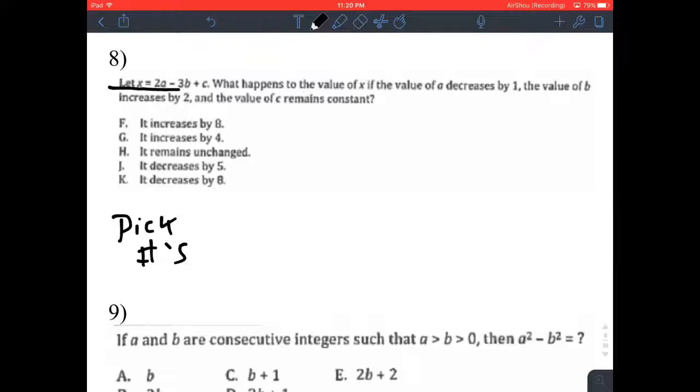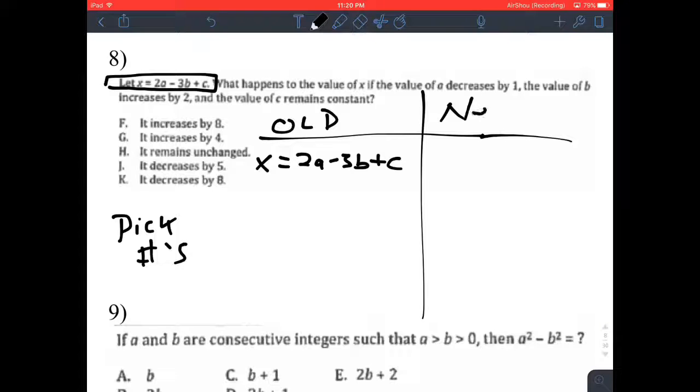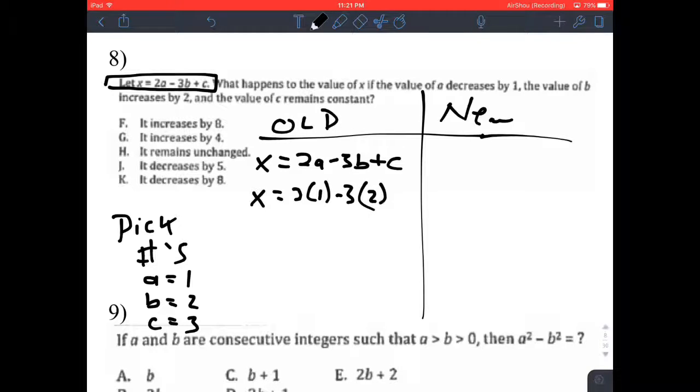We have this situation here, x equals 2a minus 3b plus c. We'll call this the old situation. Then we have a new situation where you're supposed to change those values. So let's say that the numbers that we're going to pick, let's say that a is 1, b is 2, and c is 3. If we plug those numbers into this, we're going to get 2 times 1 minus 3 times 2 plus 3. That's 2 minus 6 plus 3. We get negative 1 for the answer.